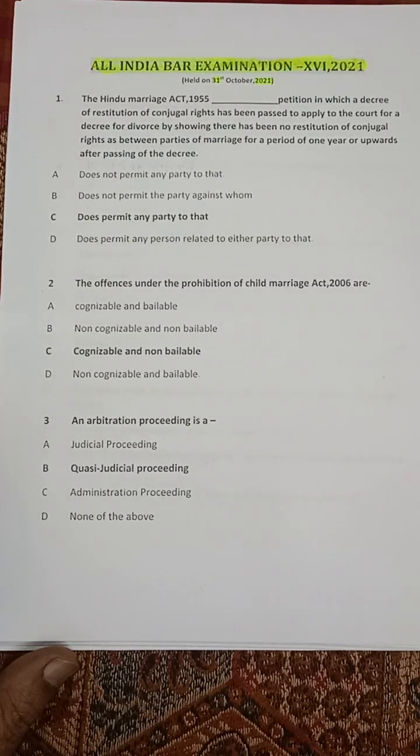Section 13 Hindu Marriage Act 1955 talks about the restitution of the conjugal rights between the parties, and also present a petition for the dissolution of the marriage by a decree of divorce on the ground that there has been no restitution of conjugal rights as between the party to the marriage for a period of 1 year or upward after the passing of decree of restitution of conjugal rights in a proceeding to which they were parties.